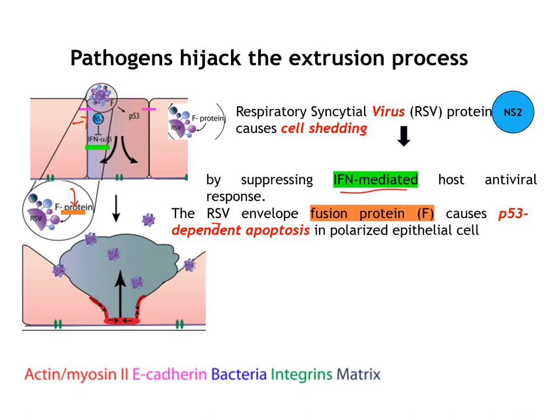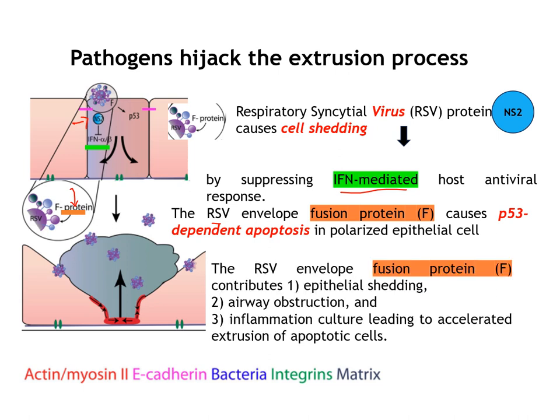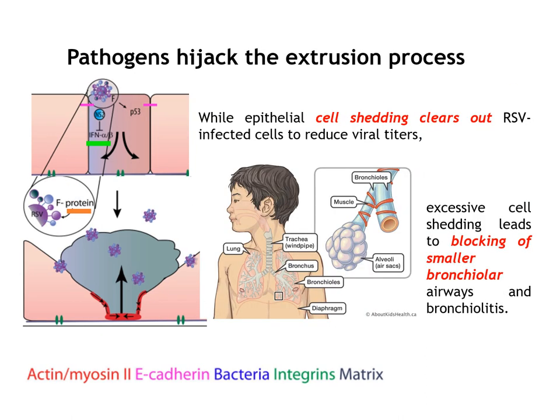dependent apoptosis in the epithelium, and as a result of that you're going to have more cells that are going to die, and this will end up producing air obstruction. You're going to have more inflammation, and it will lead to the acceleration of extrusion of apoptotic cells. Okay, so let me show you a little bit in more detail what happens in a human when the virus attacks.